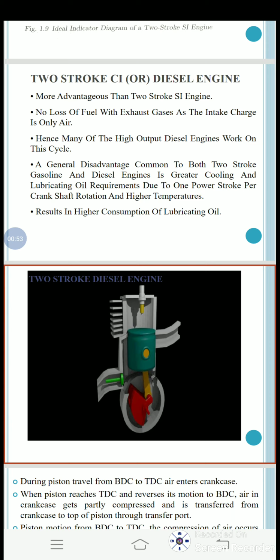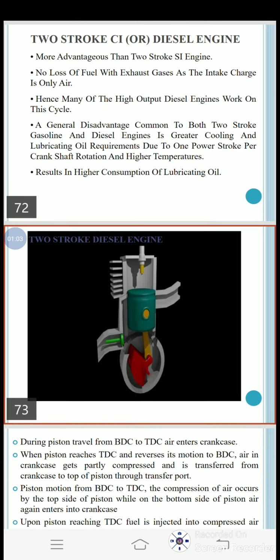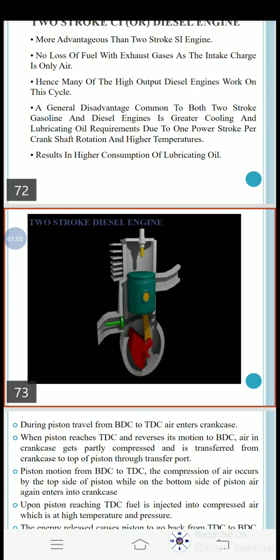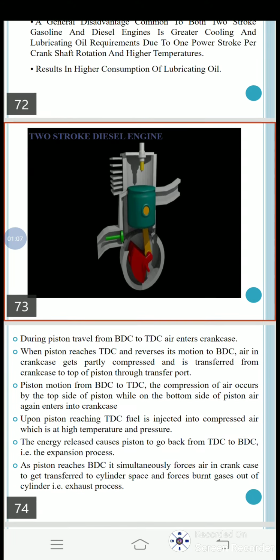The general disadvantages common to both the 2-stroke gasoline and the diesel engine are greater cooling and lubricating oil requirement, due to one power stroke per crankshaft rotation and higher temperature, which results in high consumption of lubricating oil.